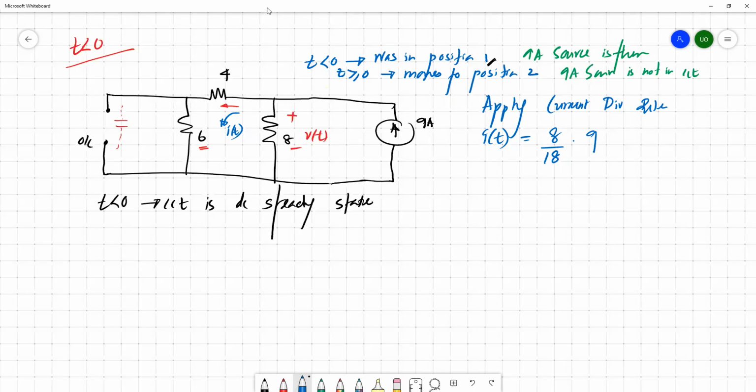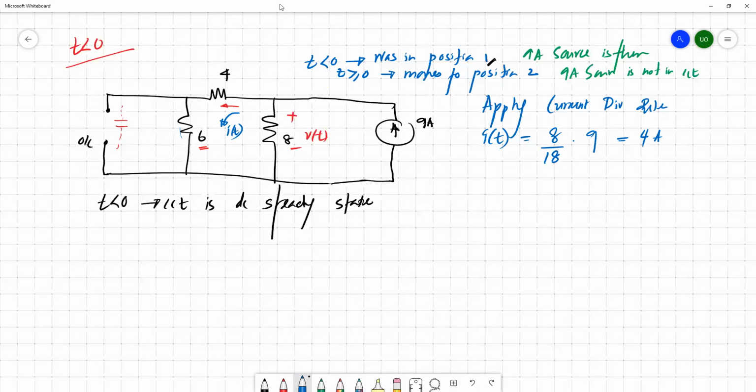Okay, so hope it's clear. The current flow through this branch is proportional to the resistor in the other branch. So I and R are inversely proportional. So then 8 divided by the total resistance, 10 plus 8, 18, into 9. So this becomes 4 ampere. So the current flow through this branch is 4 ampere.